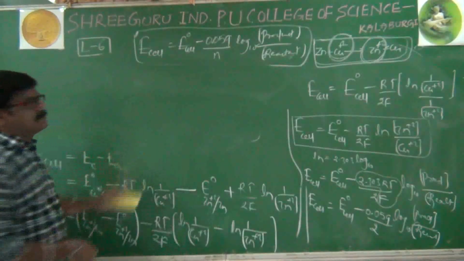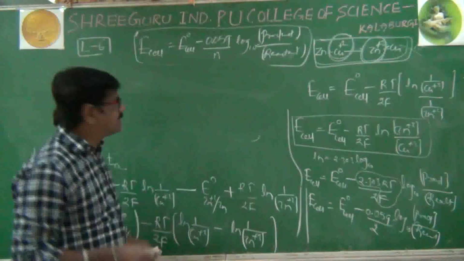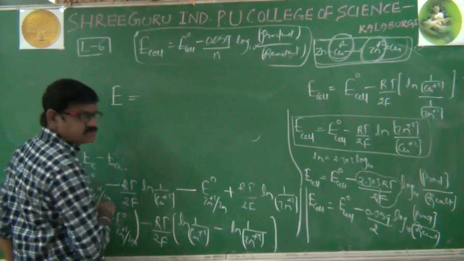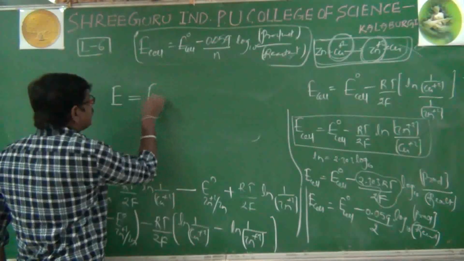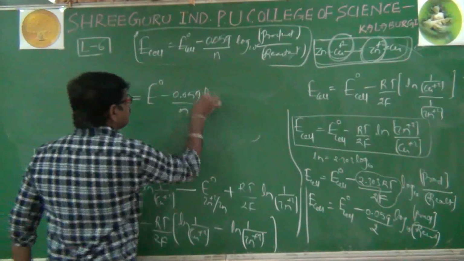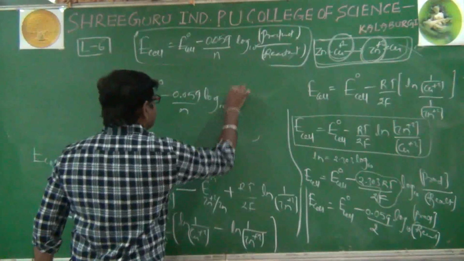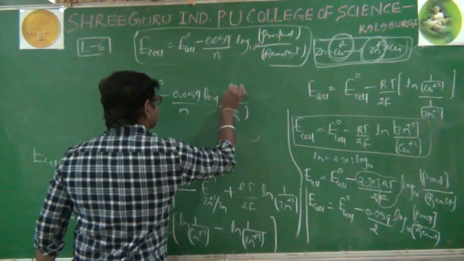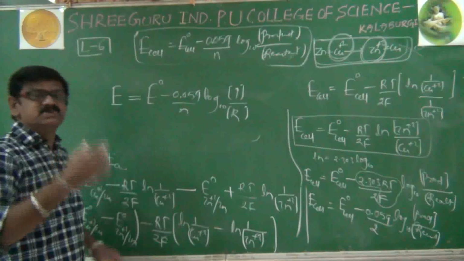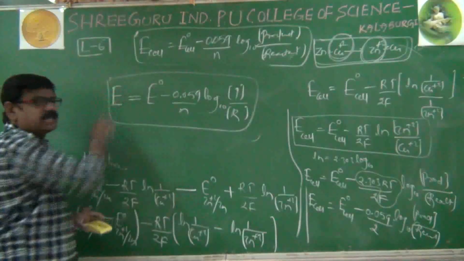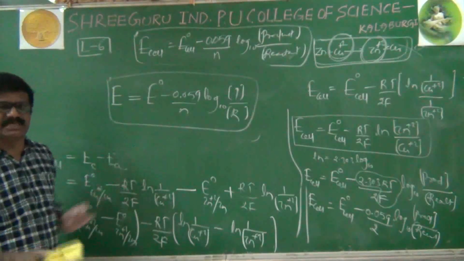Once again, we'll recall the same Nernst equation for a single electrode. For a single electrode, how will we write it? E is equal to E naught minus 0.059 by n log base 10 of product concentration divided by reactant concentration. The formula seems to be the same, but both are completely different from each other.